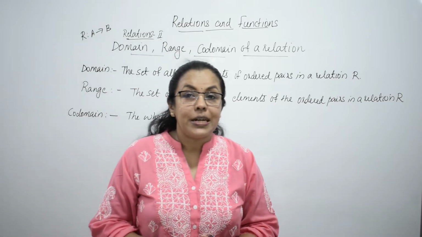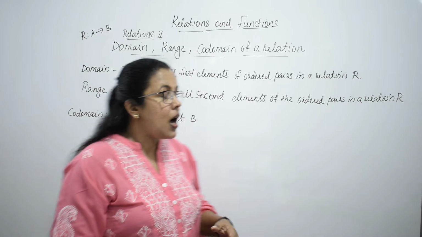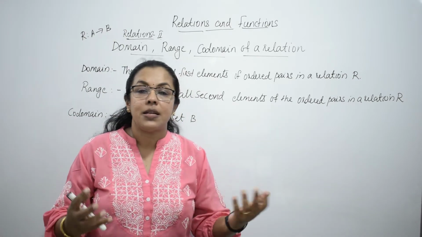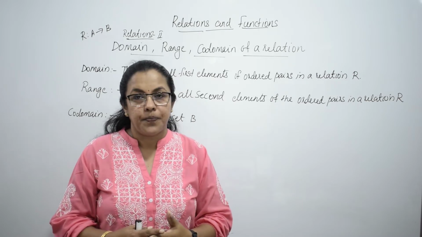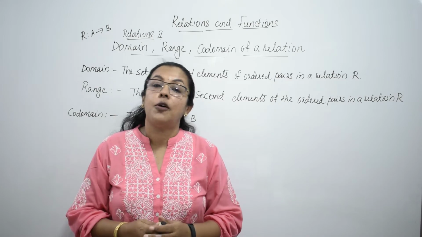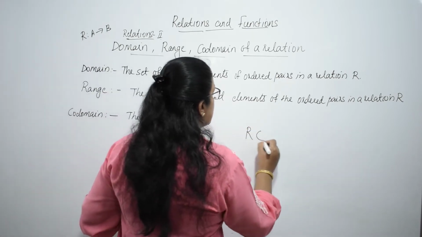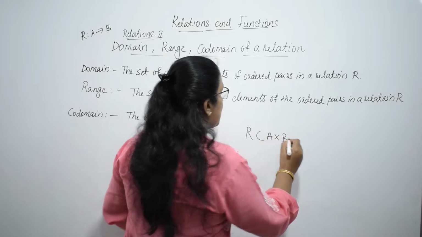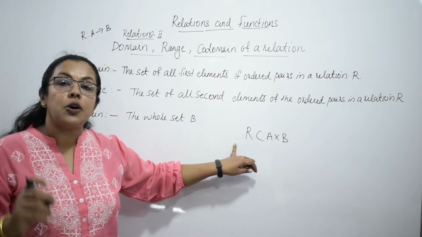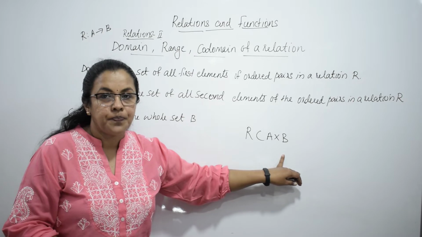We know the definition of relation or what is a relation. If R is a relation from A to B, that means R is a subset of A cross B. The elements of R are in the form of ordered pairs, isn't it? Since R is a subset of A cross B, elements of A cross B are in the form of ordered pairs. Therefore, elements of the relation are also in the form of ordered pairs.